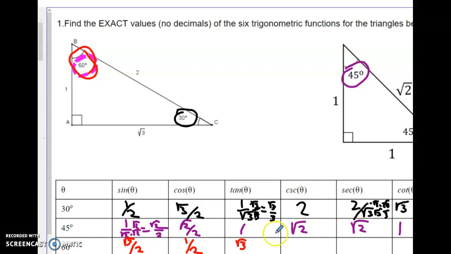Cosecant is the inverse of this, which is 2 over square roots of 3, but again, that's not a rational number in our denominator, so I have to multiply by the square roots of 3. So I get 2 square roots of 3 over 3. And the secant is the reciprocal of 1/2, which is just 2. The cotangent is 1 over the square roots of 3. So when I multiply top and bottom by the square root of 3, I would end up with the square root of 3 over 3.